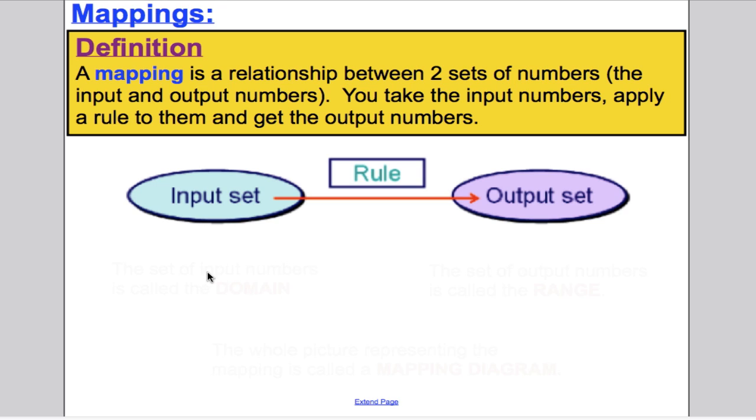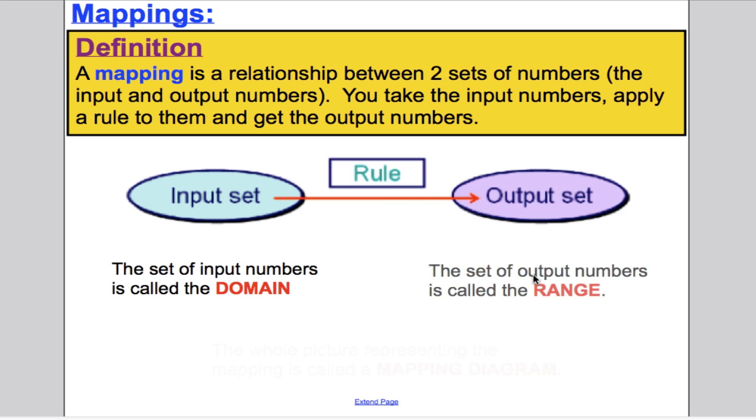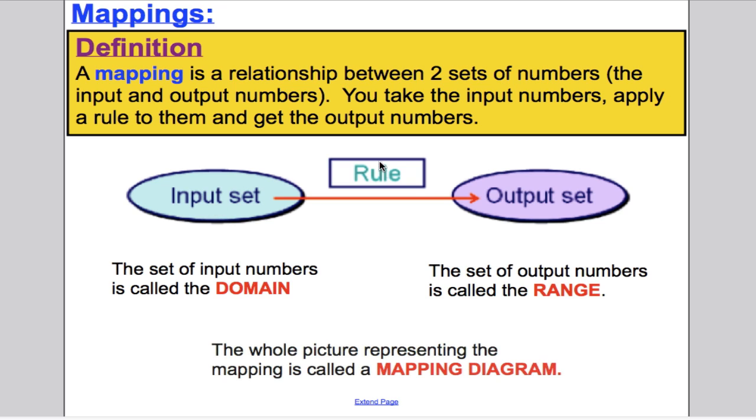We call the set of input numbers, and you should copy this down if you're watching the video, the domain. Okay, domain comes from the Latin word domus, which sort of means house or home. It's where your base is. All the numbers you put into this mapping. The numbers you get out are called the range. Okay, so the output numbers you get are called the range. And together, the picture I've just shown there with the domain, the rule, and the range, that's called a mapping diagram. Okay, and we're going to see a few more of these as we go through this tutorial.